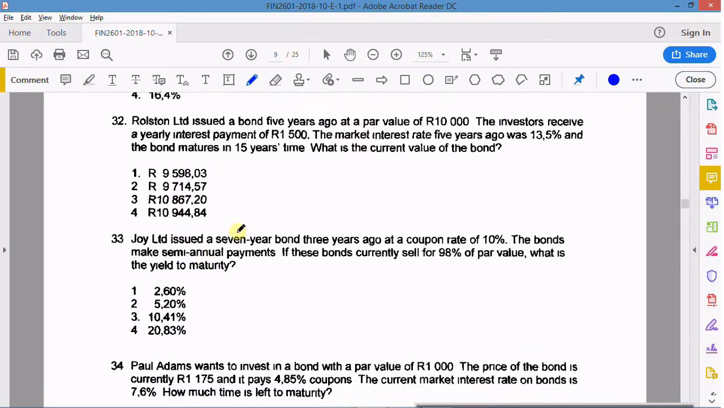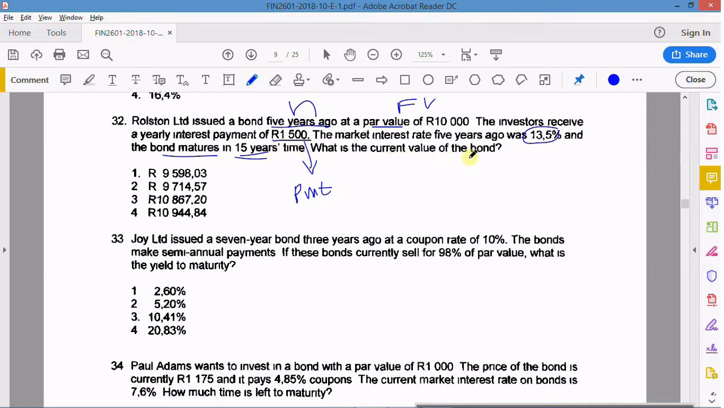Right, question 32. More time value of money here, but looking at bonds. R Limited issued a bond 5 years ago. 5 years ago, there's your N. At a par value. Par value represents what formula? The FV, because par is another name for it. Remember, we look at bonds now. The investors receive a yearly interest payment of that. What is that? The coupon. The market interest rate 5 years ago was that, and the bond matures in 15 years' time.